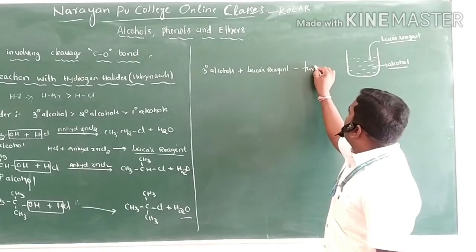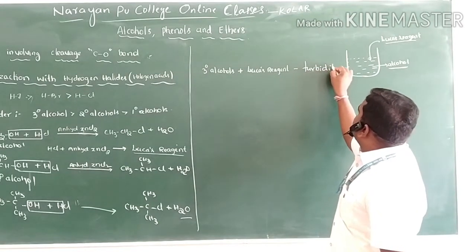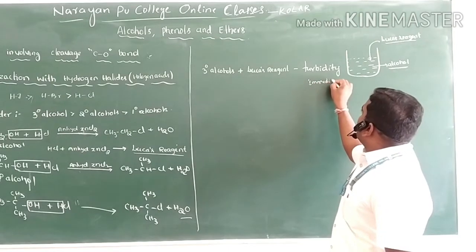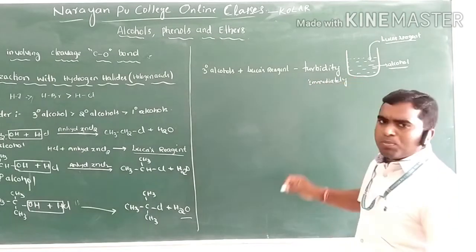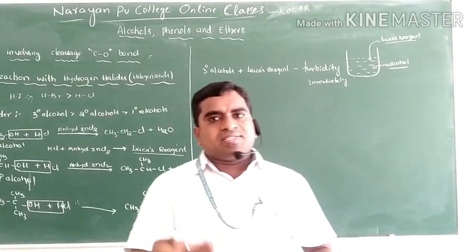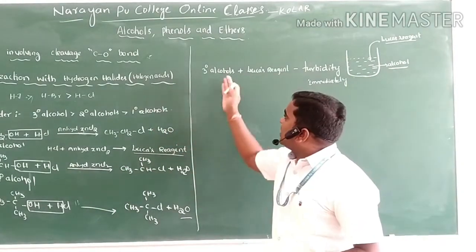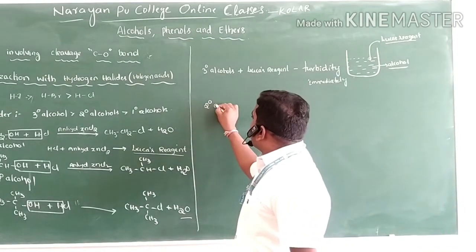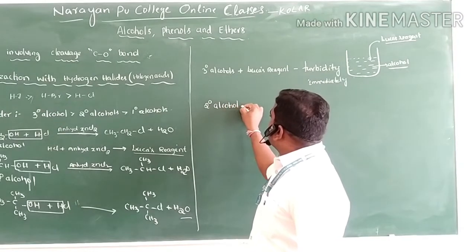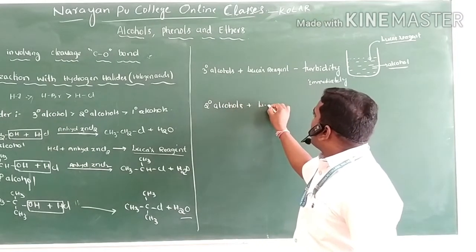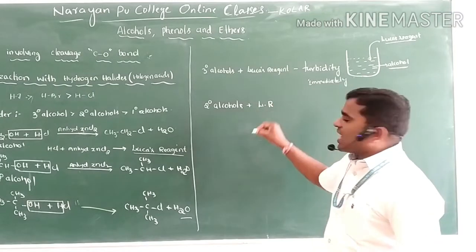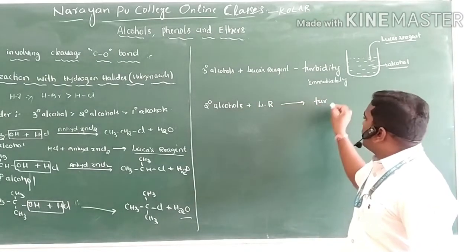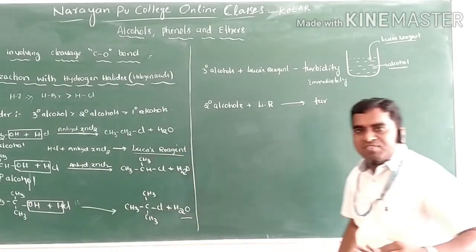Turbidity forms immediately, meaning within seconds, with tertiary alcohols. Clear? And if you take secondary alcohols and treat them with the Lucas reagent, I am writing LR, which means Lucas reagent, here also alkyl halides, secondary alkyl halides, will be formed.